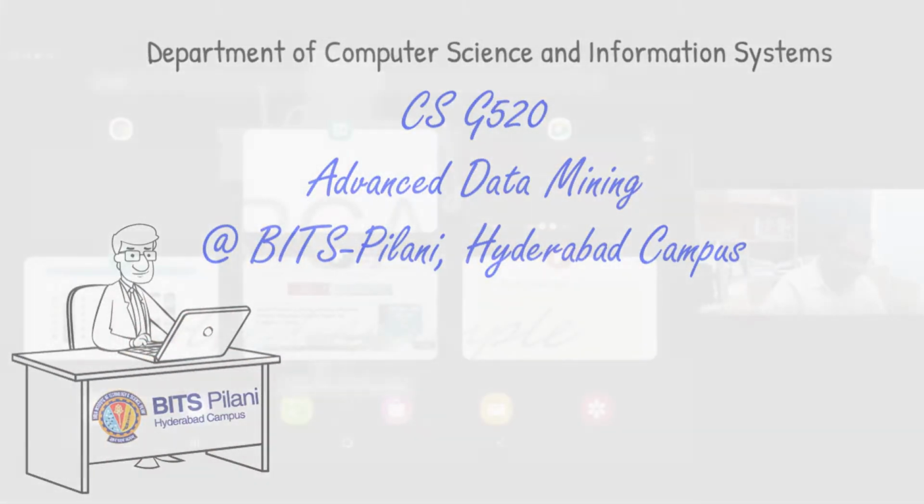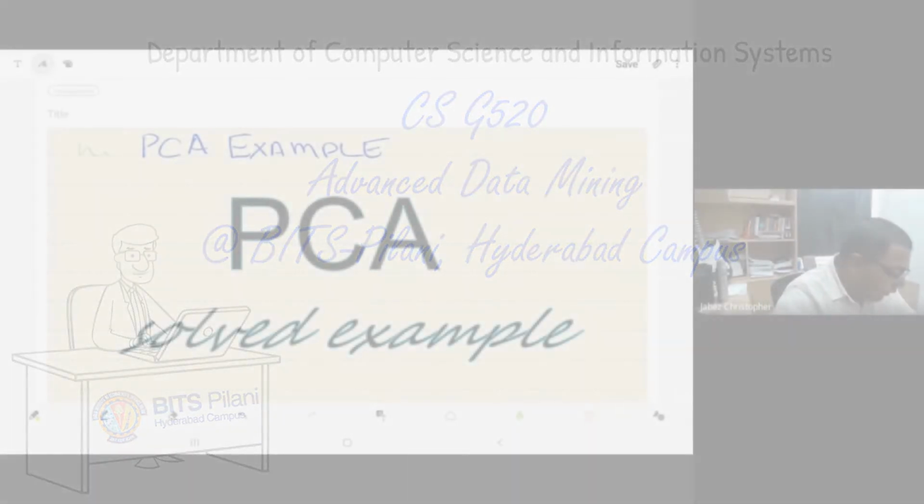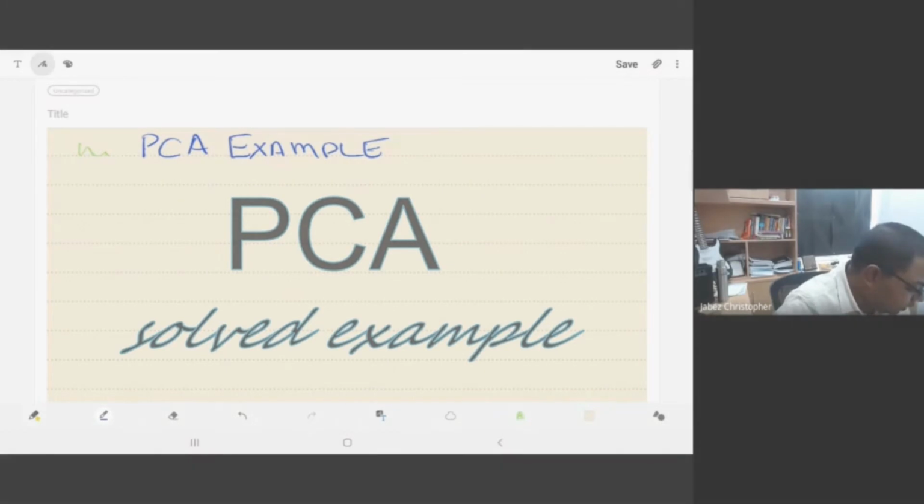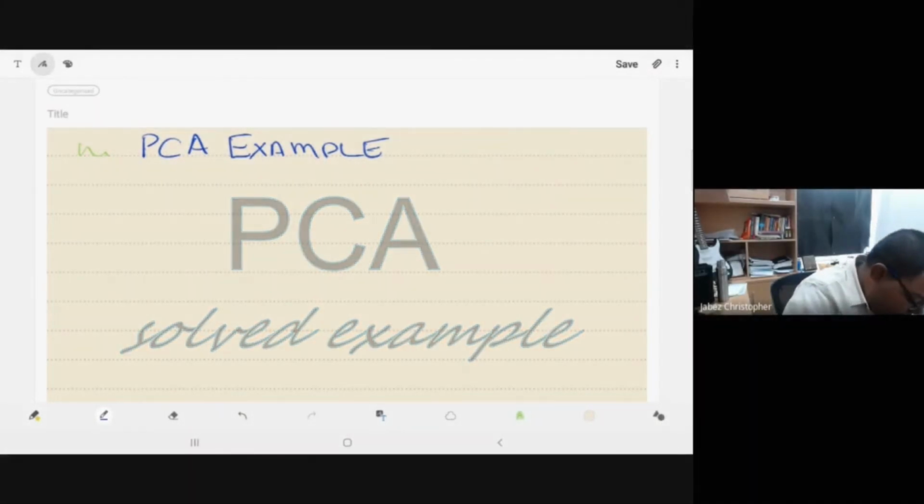PCA is used for dimensional reduction. That's fine. So let's see one example now. Let me assume we have a matrix. Hope you are familiar with this.